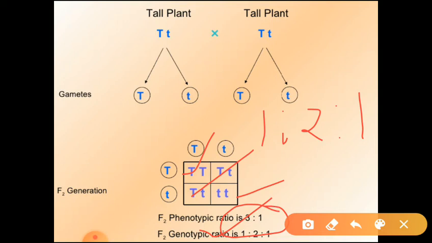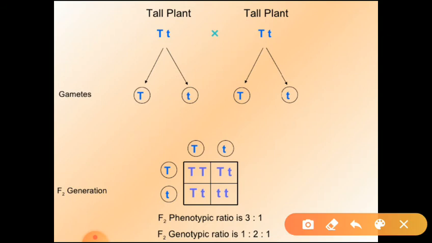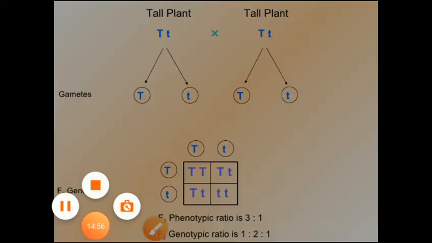What is the phenotypic ratio? Phenotypic ratio is 3:1. Genotypic ratio is 1:2:1. So learn this monohybrid cross very clearly.